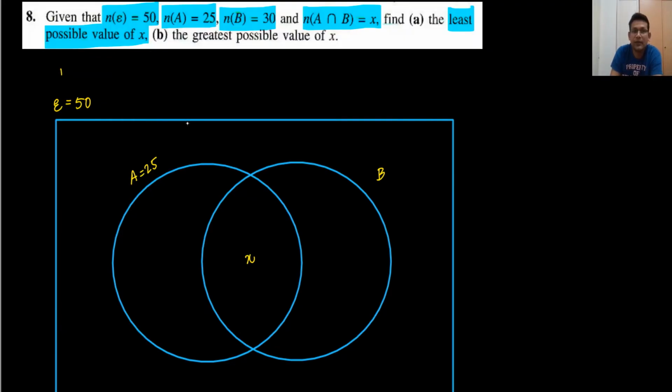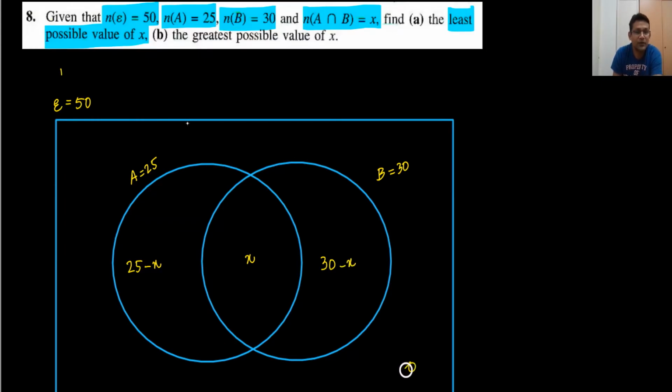And B, we have about 30 members. And there is nothing outside, it's not given here. So it means this is 0. Okay. So this area will be 25 minus x. I have already explained in the last video. This is 30 minus x.